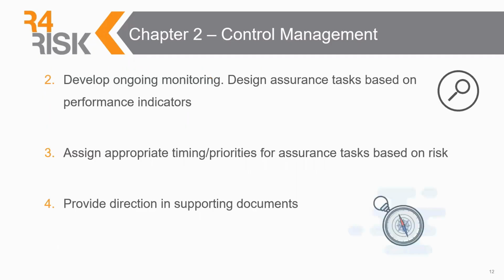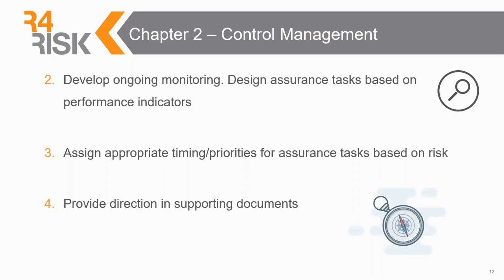So our next tip is to develop ongoing monitoring. And we need to design these assurance tasks based on our performance indicators, which we'll discuss in the next chapter. So when we're doing our auditing and assurance to make sure that our controls are healthy, it could be easier to group controls for data collection. So instead of having to do 100 relief valve audits, we can group them into a single relief device audit and only do it once.